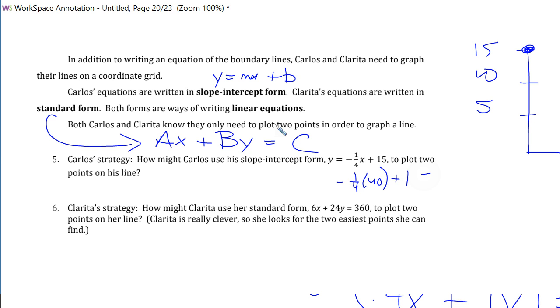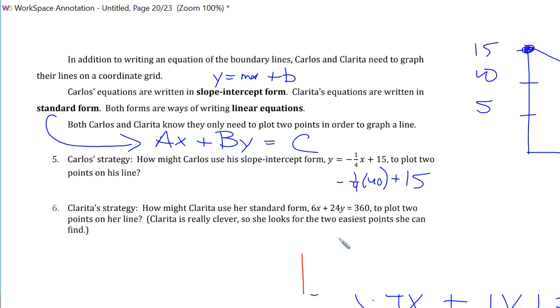So if you go over to 40, so now I got to make these 10 on the bottom. If you go over to 40, you're going to go up to a 5. And that's 2 easy points, okay? Now, this is the advantage to standard form. Choose a value for x that gives you 360.